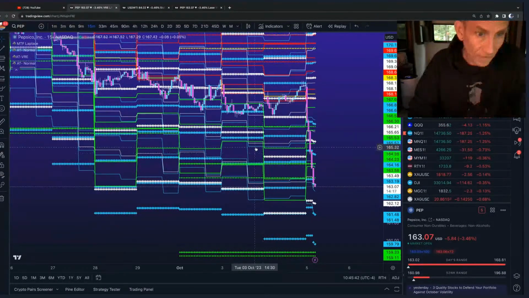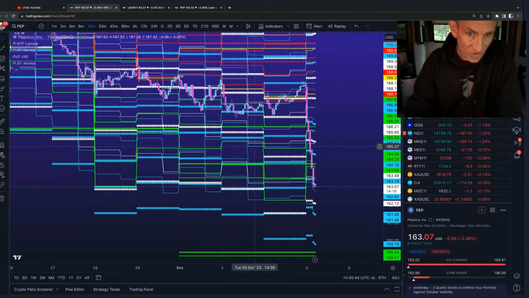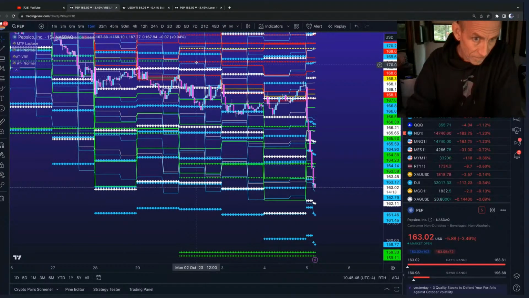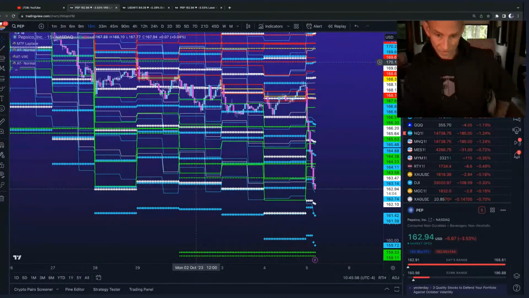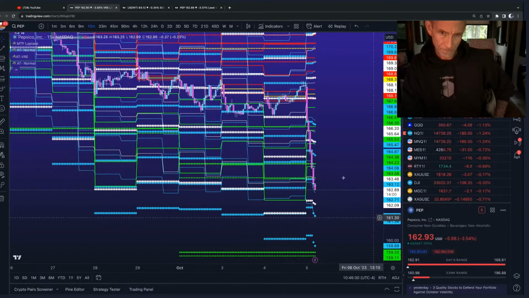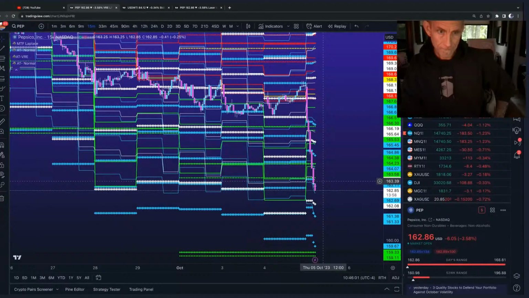And here's the funny thing, man. Dude, this weekly range isn't even tested. Pepsi's weekly range isn't even tested. This could be a good topside earnings play, to be honest. Let's see where it closes Friday. That would be a huge earnings play, right?